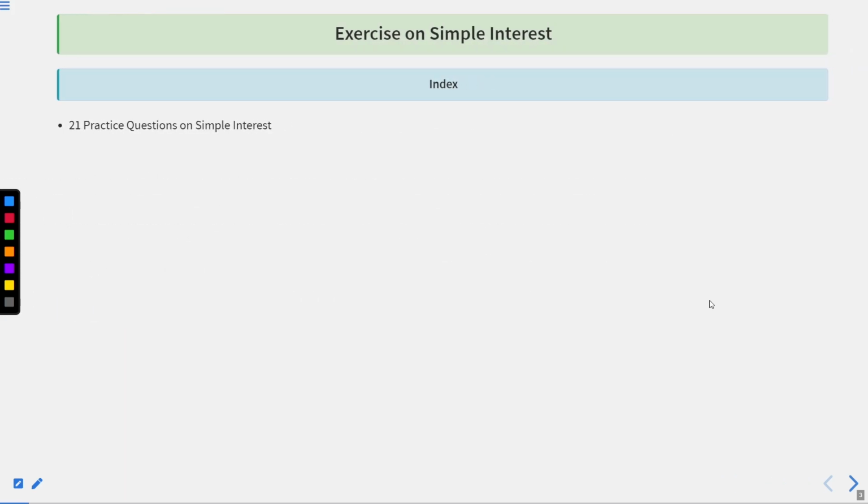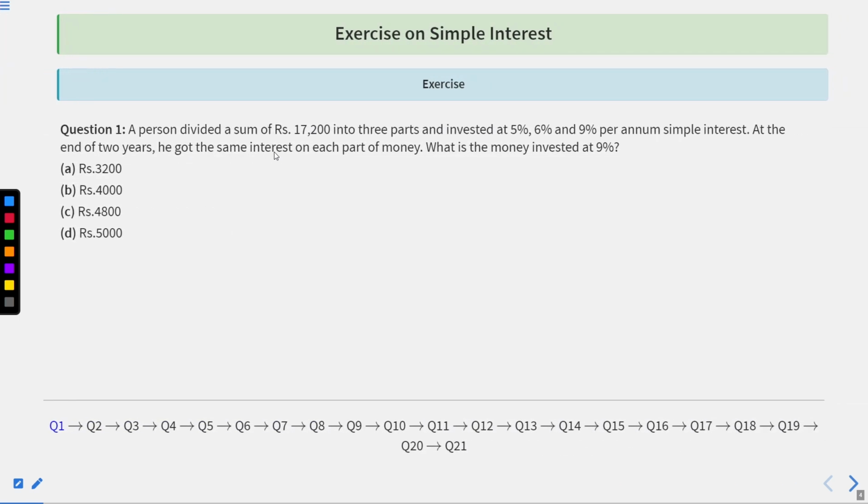So in this lecture, we are going to solve 21 practice questions on simple interest. So let us get started with the first question.